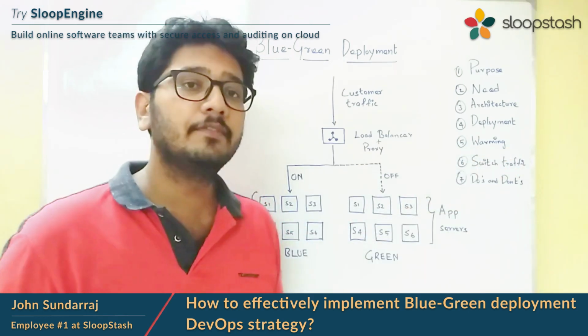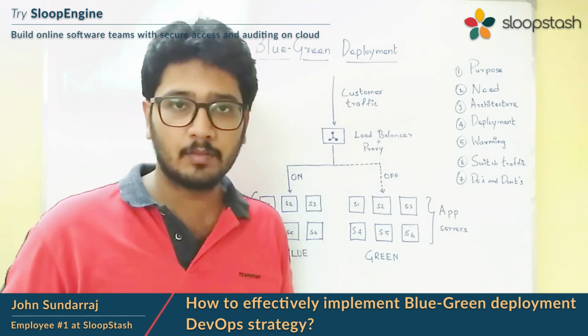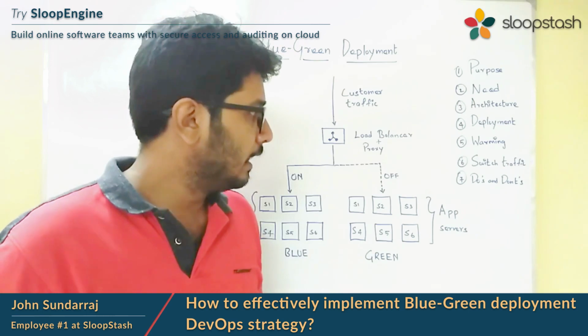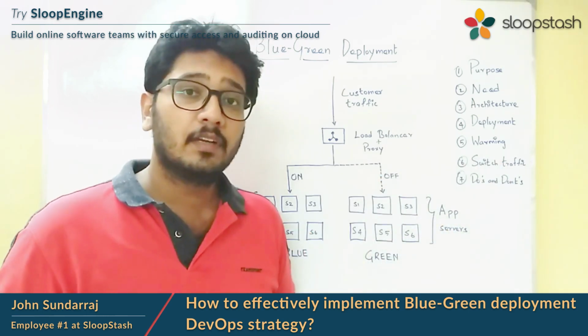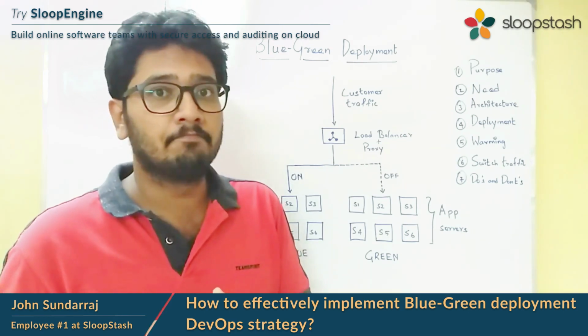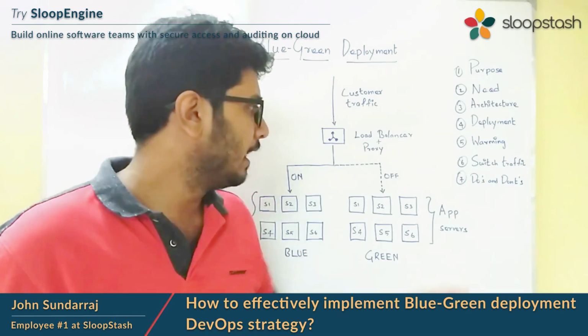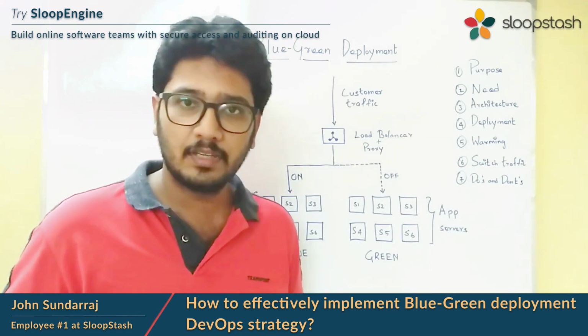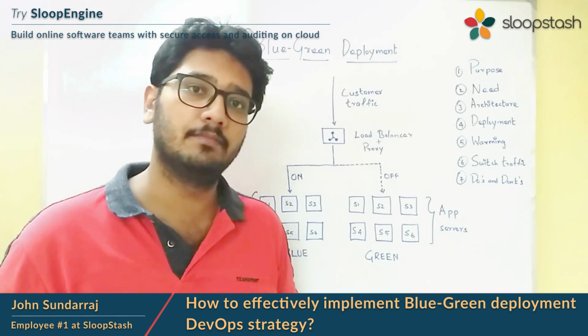And the fifth thing is, we will be seeing how to effectively warm up our app servers before routing the traffic to it. And the sixth thing is, we will be discussing how to gradually switch the traffic into the app server farm. And the seventh thing is, we'll be discussing some important do's and don'ts in blue-green deployment strategy.